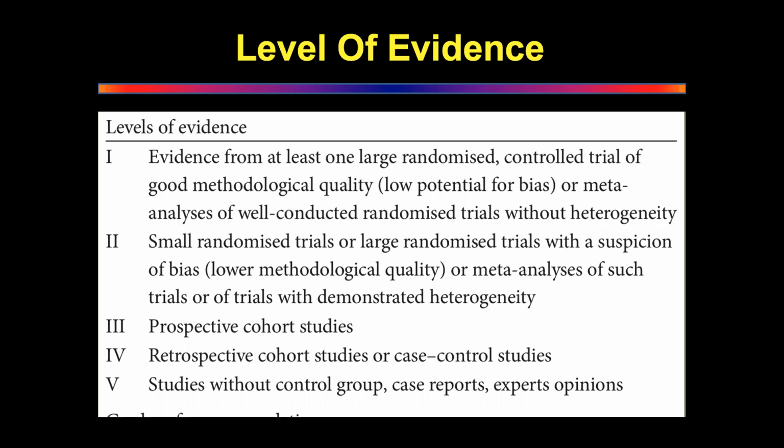But if you read literature, there is one more type of level of evidence where A, B, C, D, E is there. A is strong evidence for the treatment. B is moderate evidence for the treatment. C is insufficient evidence for efficacy. D is moderate evidence against efficacy. And E is strong evidence against efficacy. So you need to know both of these.